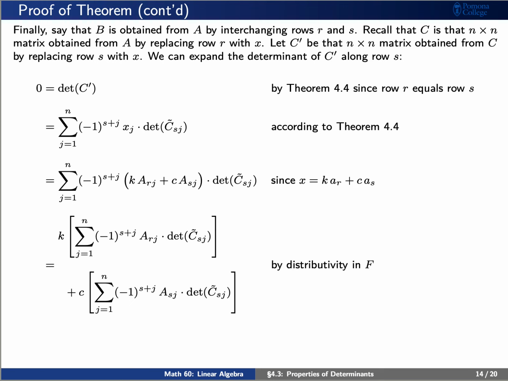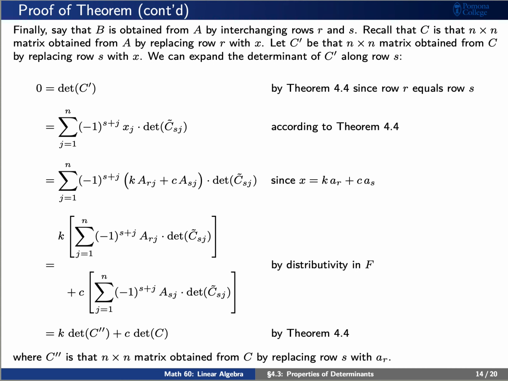But it seems that maybe in row S, we've replaced the row with A sub r. In the second sum, we do have a sum A sub Sj times the determinant of C sub Sj, and if we stare at this, it is now an expansion along row S, but in row S, we have A sub S. Remember that this here is really just the definition of C. So we see now that the expression we get is k times the determinant of some matrix C double prime plus lowercase c times the determinant of capital C.